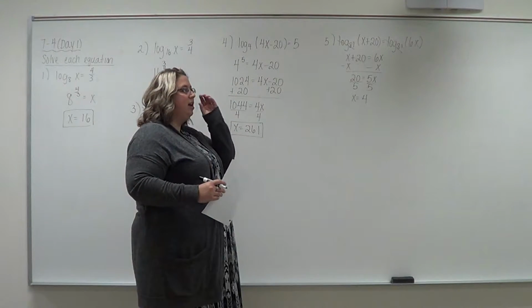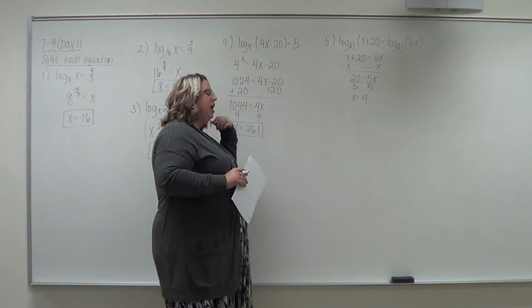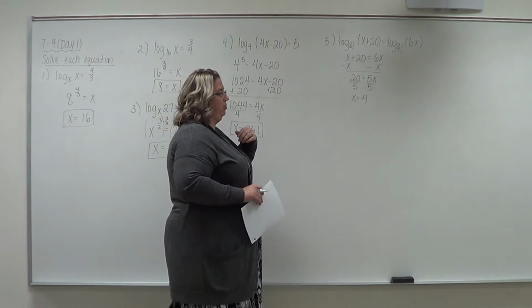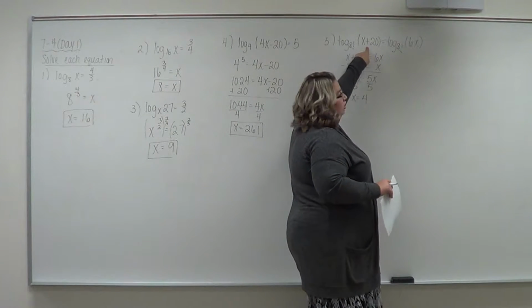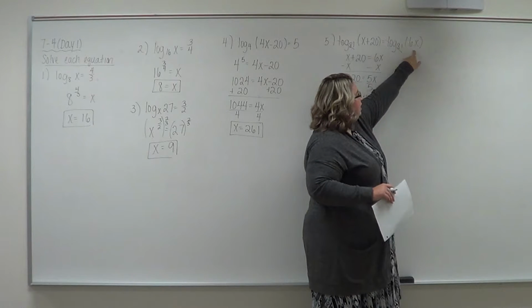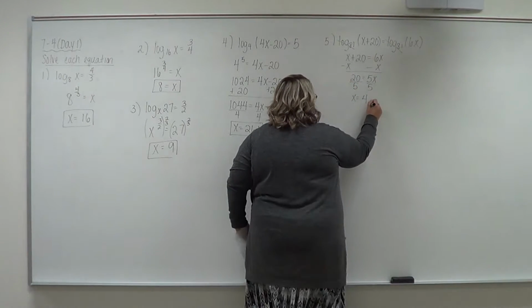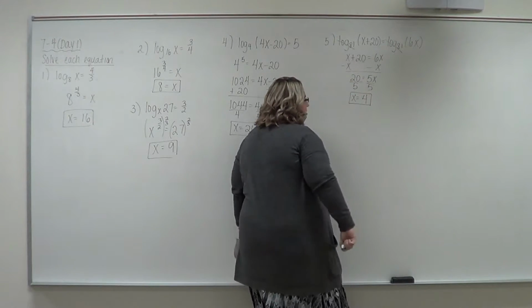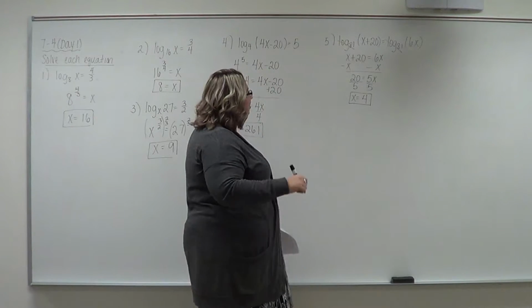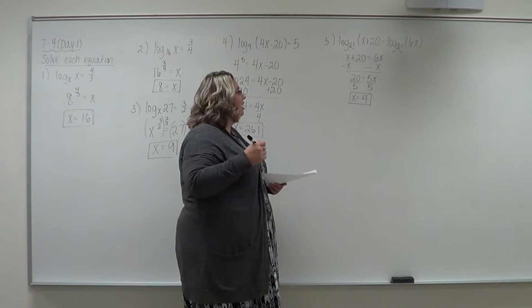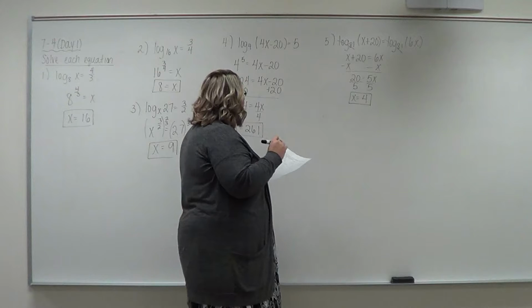Okay, when you have a log on both sides, you need to plug this in and make sure you cannot take the log of 0 and you cannot take the log of a negative number. So when I plug this in, I get 24, that's okay. Plug it in here, I get 24. Those are both positive numbers, so that's my answer. They don't have to be the same numbers, but you need to make sure that they're both positive.